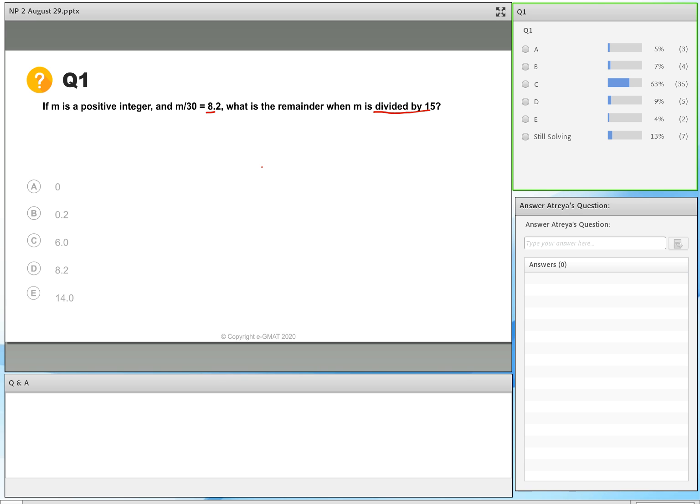Let's solve this question. If m is a positive integer, m by 30 is equal to 8.2. What is the remainder when m is divided by 15? So I know that dividend is equal to divisor times quotient plus remainder. I also know that r has to be less than 15 because it cannot be greater or equal to the divisor. I know the value of m, that's equal to 30 times 8.2. I'll try to write m in terms of 15p plus r.